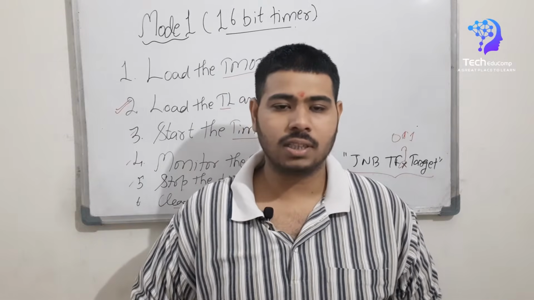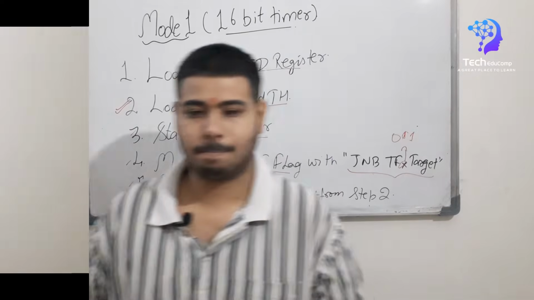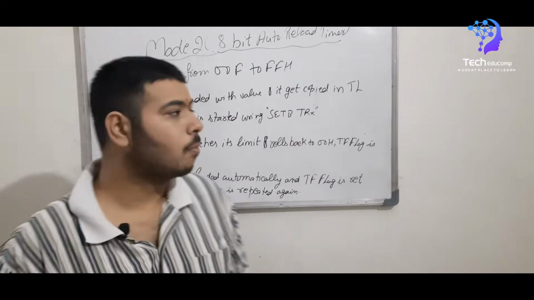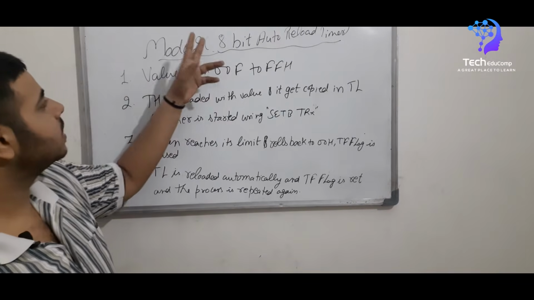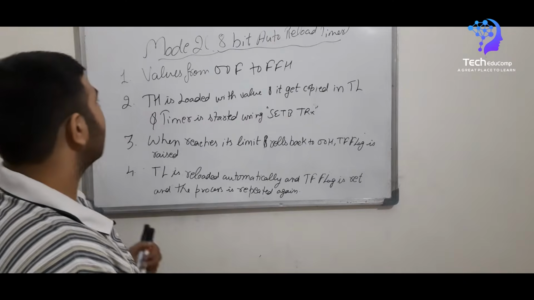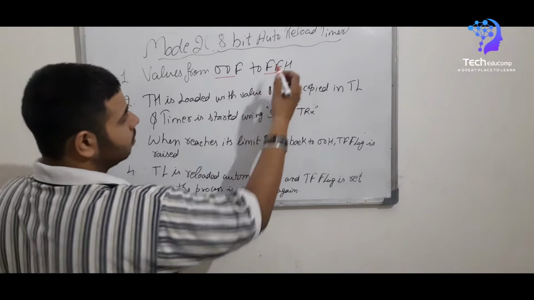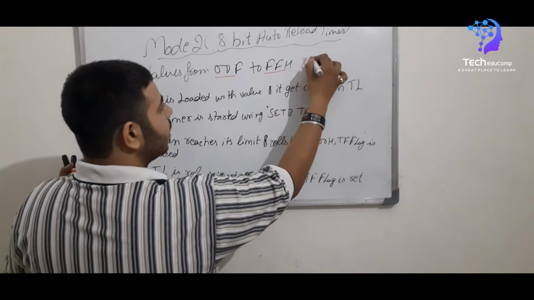Moving further, let's talk about mode 2 of timers and counters. Mode 2 is an 8-bit auto reload timer. Why? Let's see further. Its value ranges from 00H to FFH because it is an 8-bit timer.